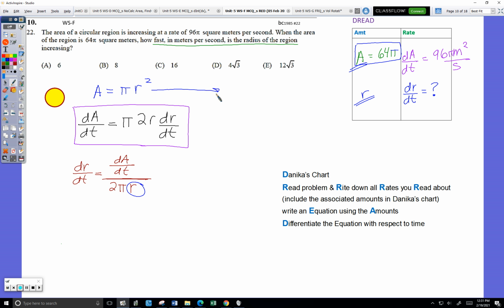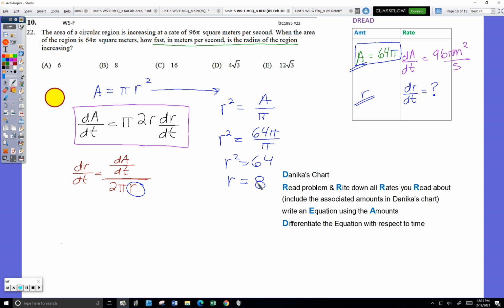Come over here and say no big deal. r squared is equal to the area divided by pi. So r squared is equal to 64 pi divided by pi. r squared is 64, hence r is 8. Two for Jason. Question?